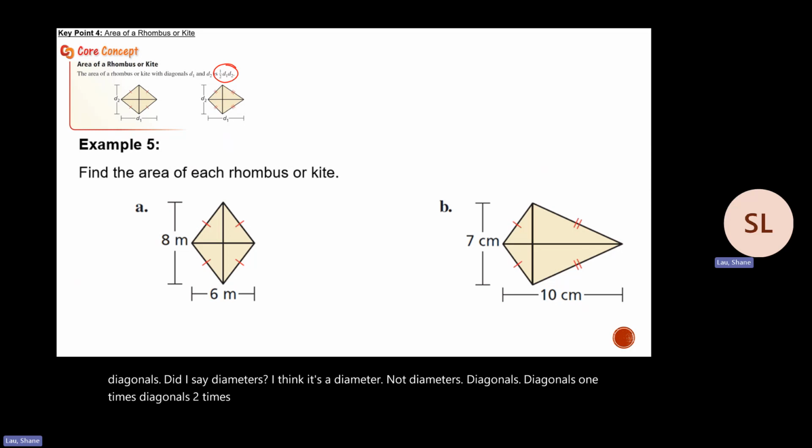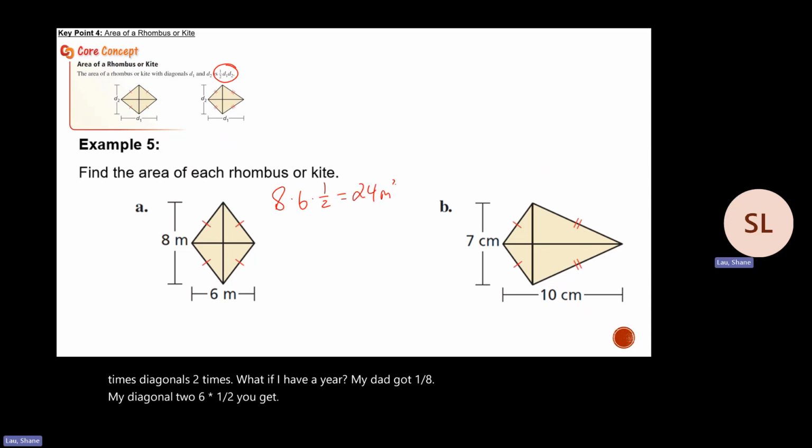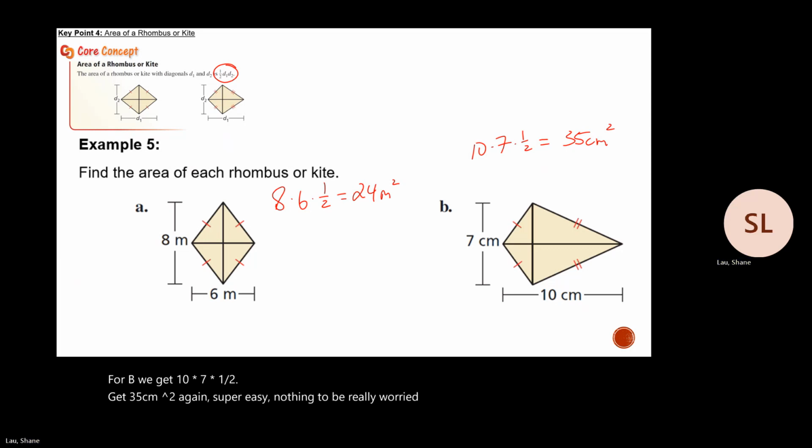But if I have A here, my diagonal 1 is 8, my diagonal 2 is 6, times 1/2, you get 24 meters squared. And that's your answer. Really simple. This is on your reference sheet as well. For B, you get 10 times 7 times 1/2. You get 35 centimeters squared. Again, super easy, nothing to be really worried about. Okay.